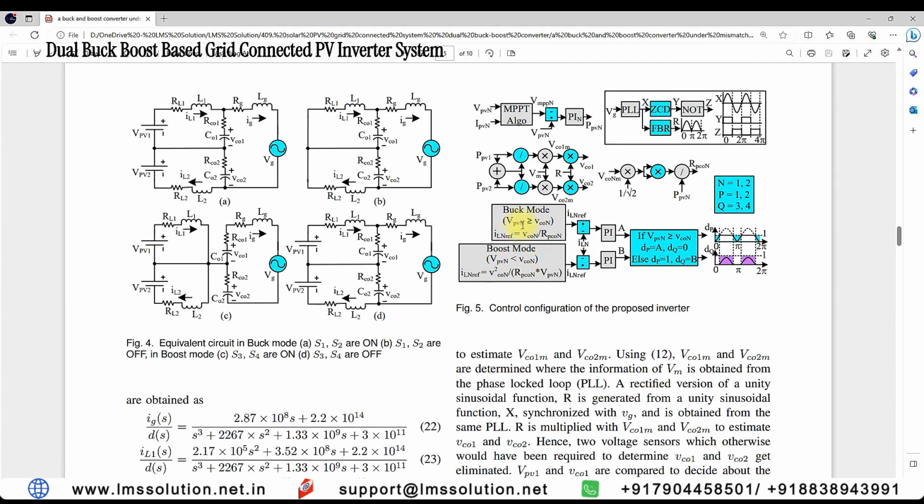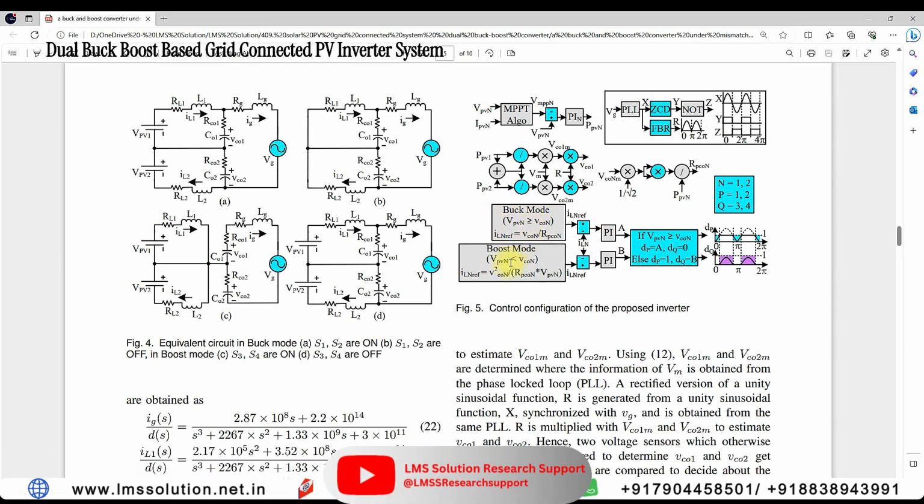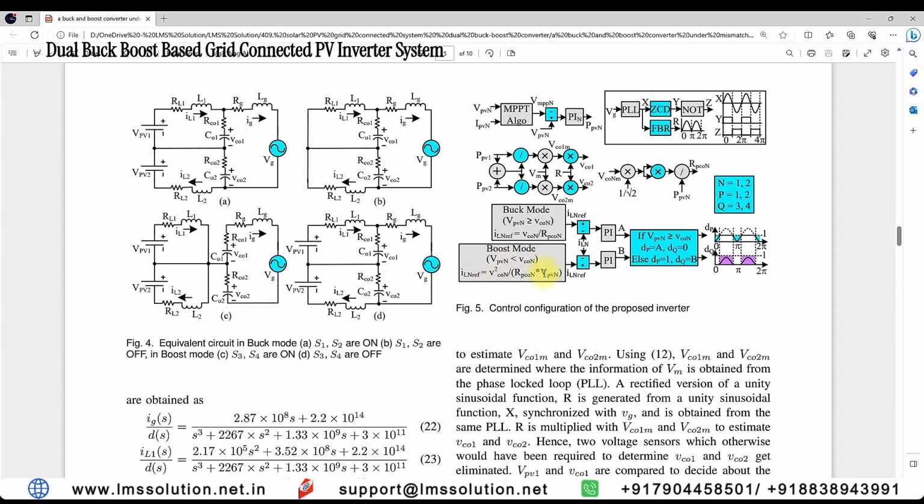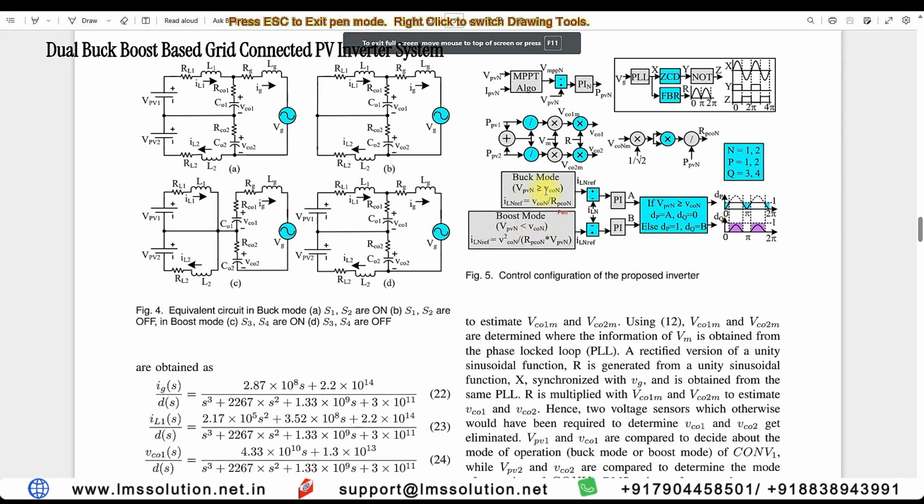When VPN is greater than or equal to VCON, it is going to act in buck mode, and when VPN is less than VCON, it is going to operate in boost mode. The IL reference for buck mode and boost mode is going to be calculated based upon these equations. That means VCON divided by RPCON, and VCON squared divided by RPCON times VPN.